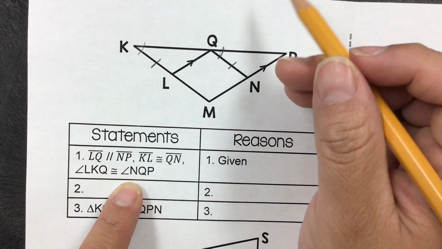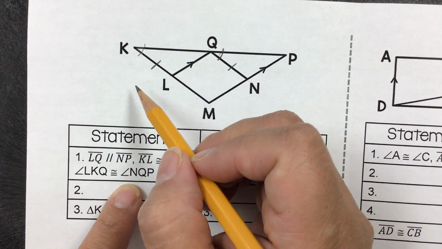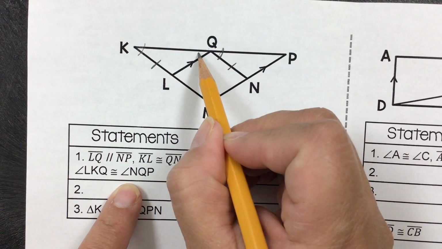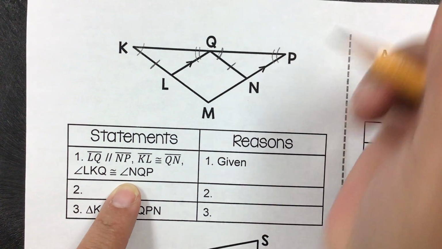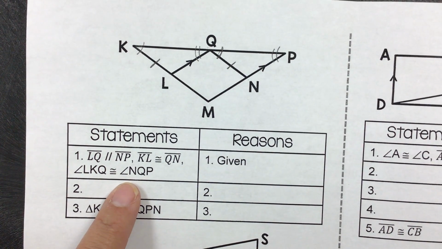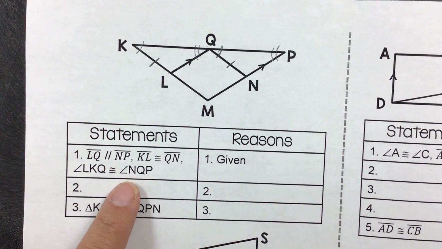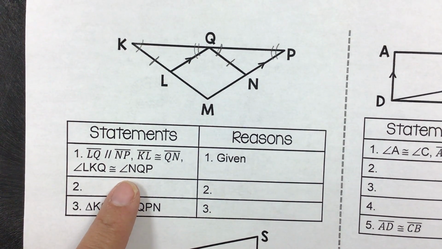That means we're missing an angle. Remember, we want angle angle side. So it has to be this angle and this angle for the information that we need. We're trying to prove all of these by angle angle side.